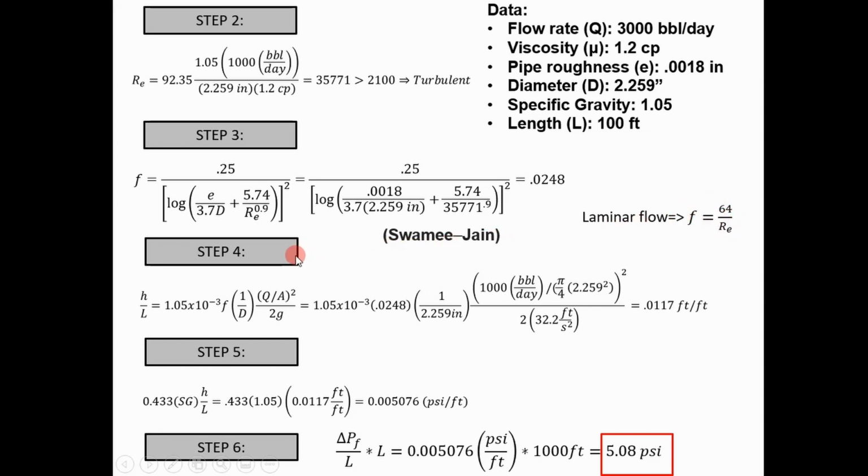Step number four is to calculate our head loss per unit length. This is the Darcy-Weisbach equation. If you put in the values, you get this result. Notice the units are in feet per foot.